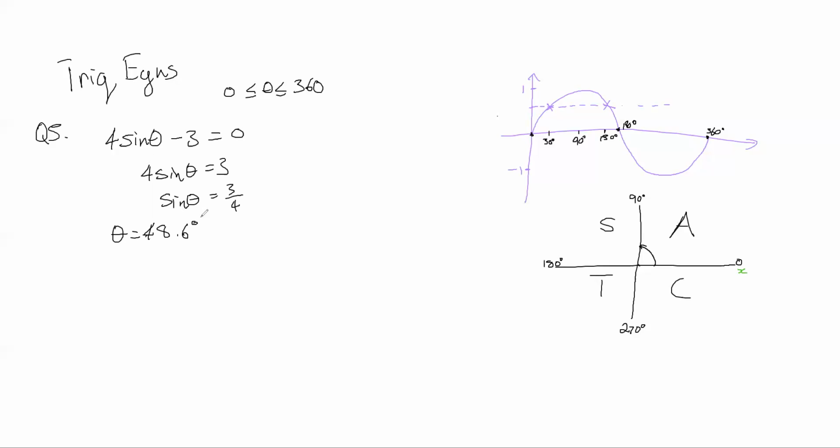Okay, but as we know, in this domain, there is generally 2 solutions. Where is sine positive? First and second quadrant. This is our first quadrant solution. So our second quadrant solution will be 180 minus that, which will come out to be 131.41 degrees. Okay, cool. So hopefully that helped with trig equations a little bit.